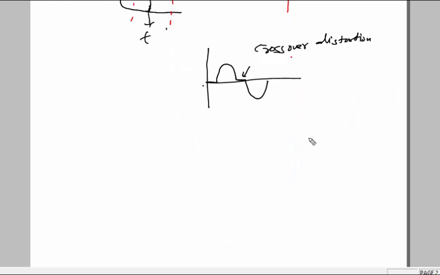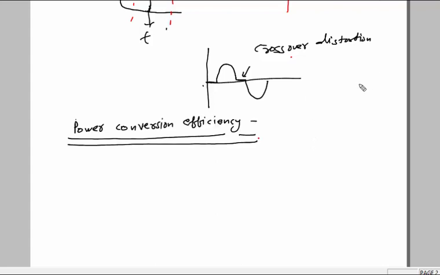Let us see the power conversion efficiency. Let us neglect the crossover distortion for the time being. Let the output sinusoid have the peak amplitude Vp.